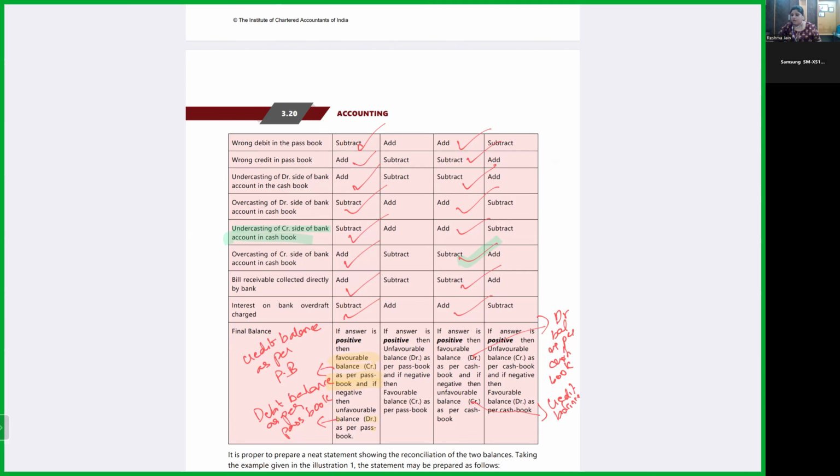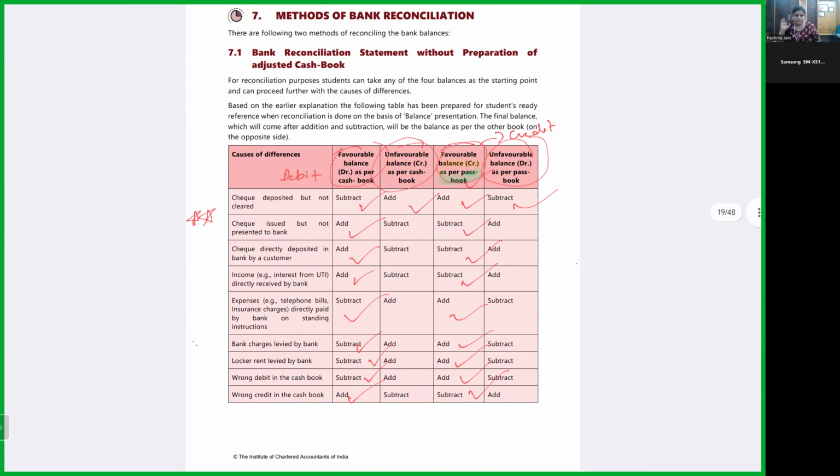Now, when we start with the overdraft, we have to adjust, but we have to do the sign opposite. Example, I am starting with unfavorable balance as per cash book, and this is the passbook. Check deposited but not cleared. So the check is deposited in the cash book, not cleared. I have to adjust my cash book to bring it to the passbook. I have to subtract it, right? But I have to do it ulta, opposite. So I have to add it back. So this is the way you're supposed to do.